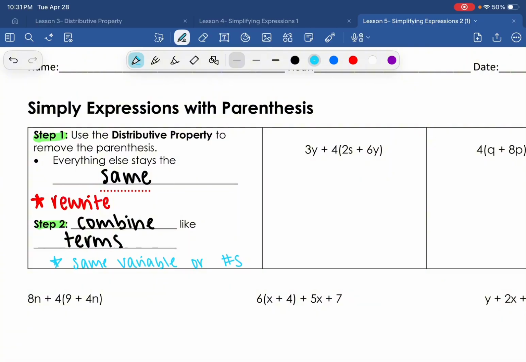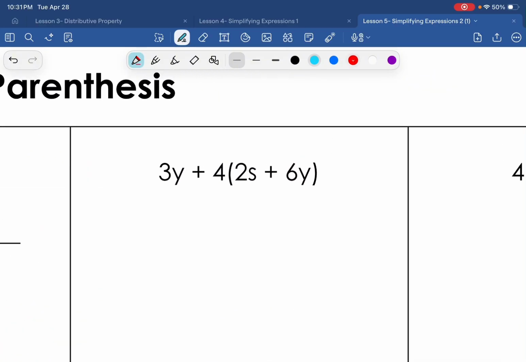Okay, so let's do some practice. So step 1, to get rid of the parentheses, we have to use the distributive property. We're going to rewrite our expression. Then we're going to combine like terms to get a simplified expression, and that's going to be our answer. Okay, so if I'm looking at this expression here, we have 3y plus 4 times 2s plus 6y.